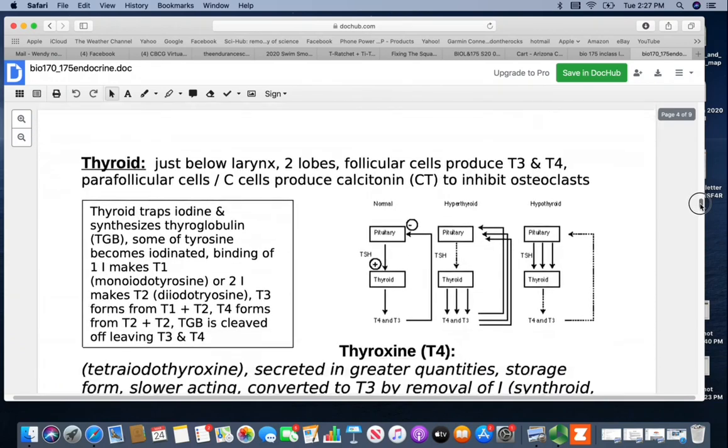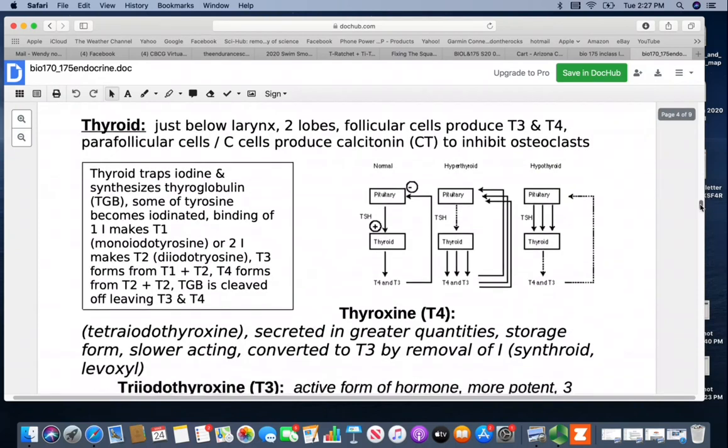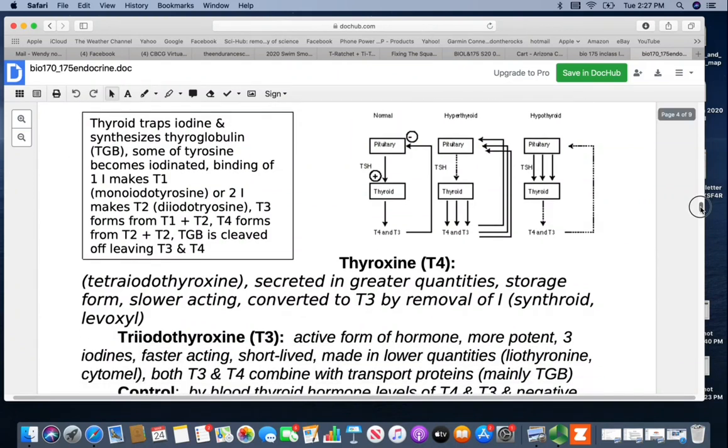So your thyroid is going to sit just below the larynx. It has 2 lobes. The follicular cells are going to produce T3 and T4, and then your parafollicular or C cells produce calcitonin to inhibit the osteoclasts. So thyroxine is abbreviated as T4, tetraiodothyroxine. It's got 4 iodines on it, which is why it gets that name. It's secreted in greater quantities, and it's the storage form of the hormone.